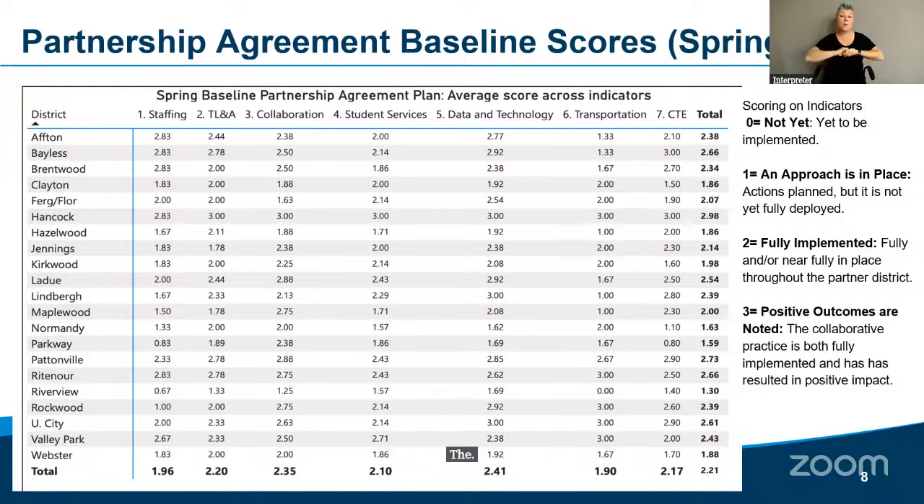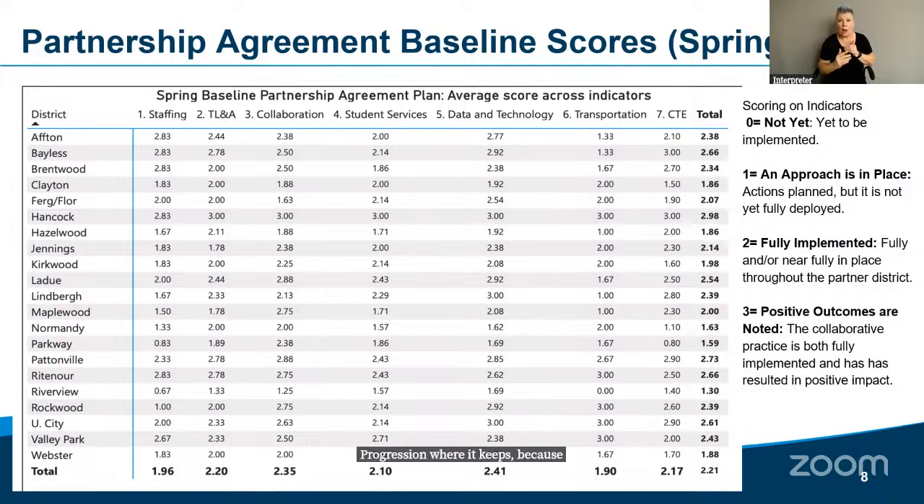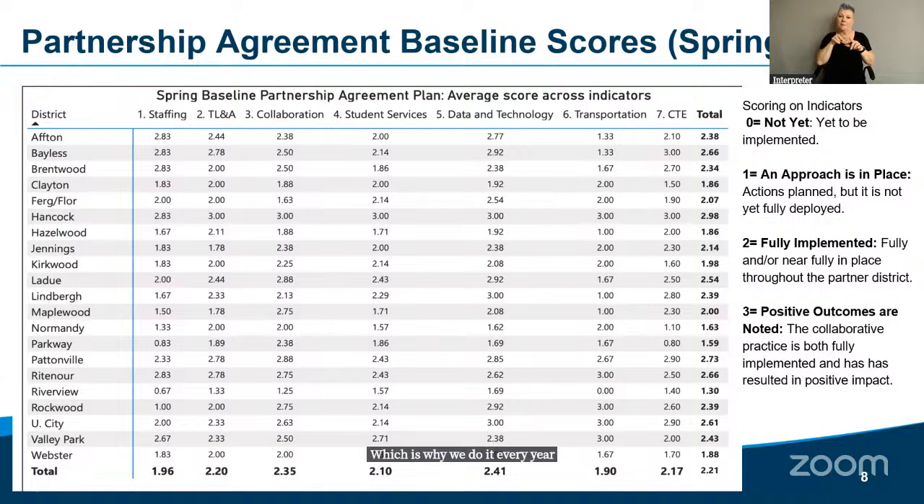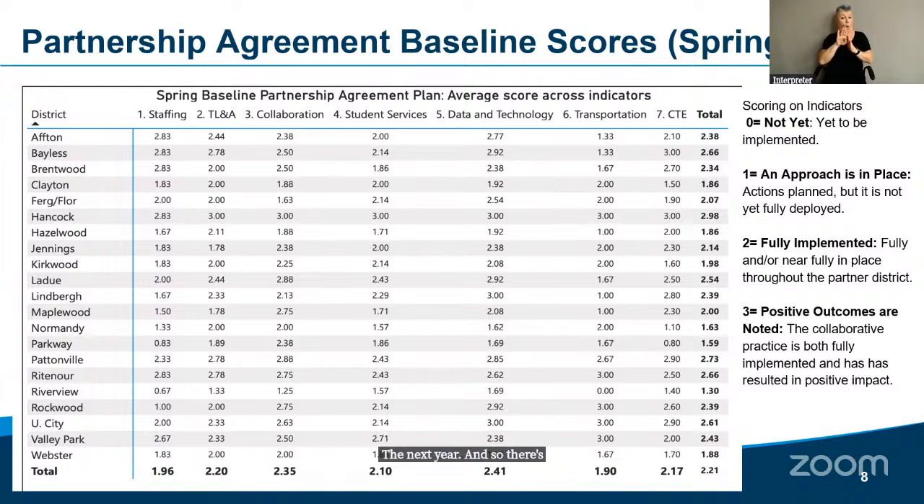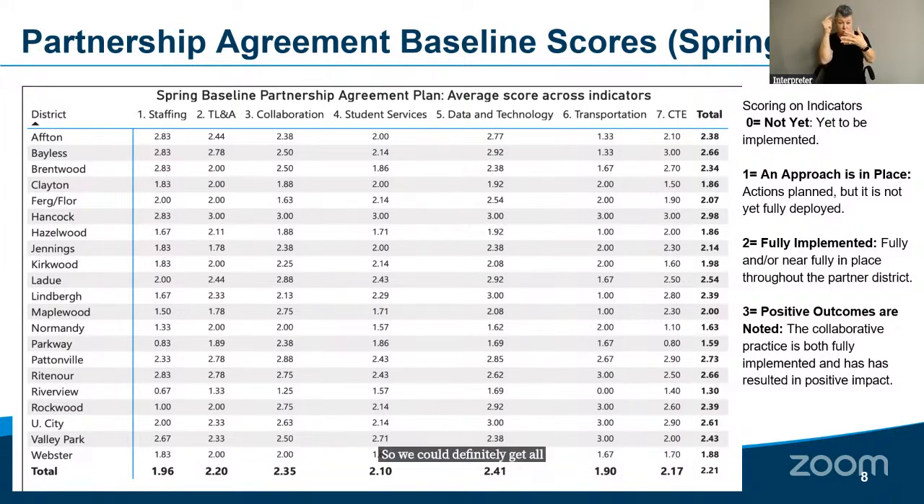The partnership agreement, because we do it each year, is not always a progression, because we have administrators change, we have liaisons change, so it's kind of a calibrating tool, which is why we do it every year. The goal is, where are we at baseline at the beginning, and we hope to grow the next year. We can break this down even further, because each of the directors do this with the liaisons, and they go through each of those criteria and have those discussion points. So we could definitely get all of that specific data to you.